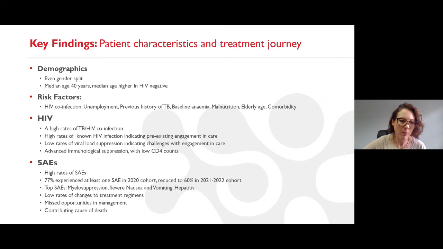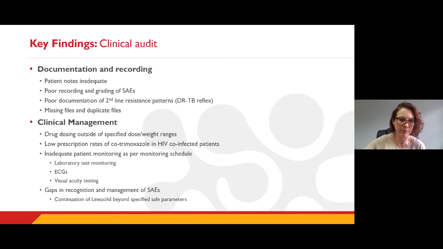We found high rates of severe adverse events, although this had dropped from 77% in 2020 to 60% in 2021 and 2022. We had consistent most frequent SAEs of myelosuppression, severe nausea and vomiting, and hepatitis. And that was accompanied by low rates of changes to treatment regimens. And there were identified missed opportunities in management of SAEs, and they were identified as contributing causes of death.